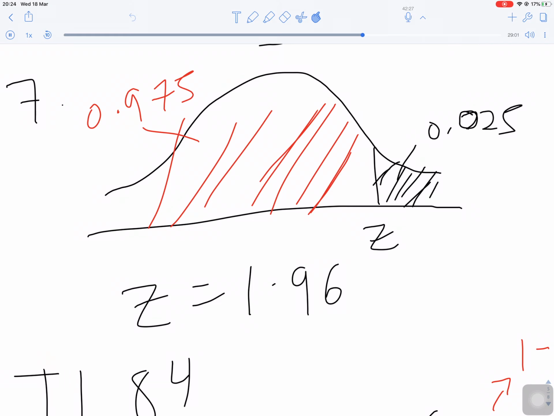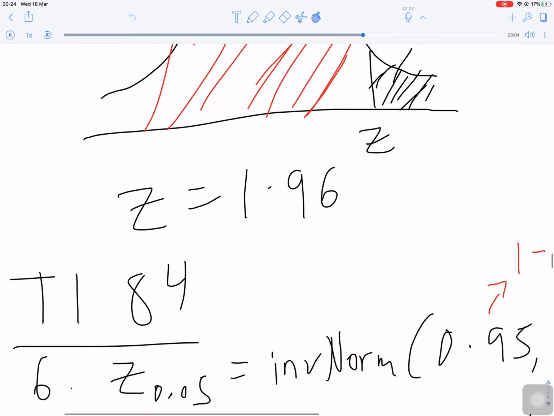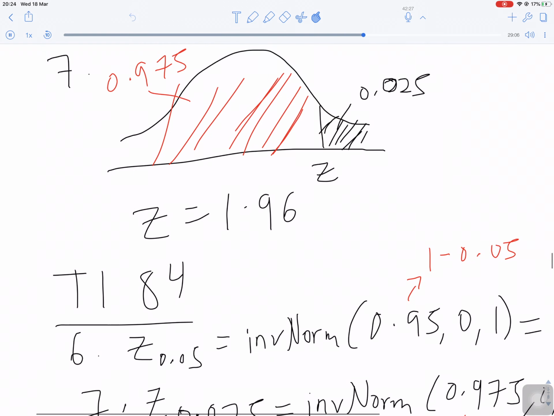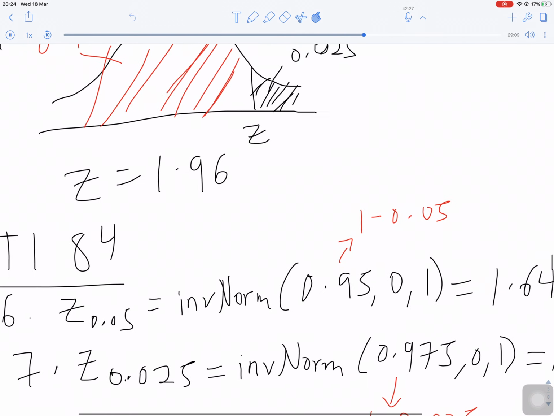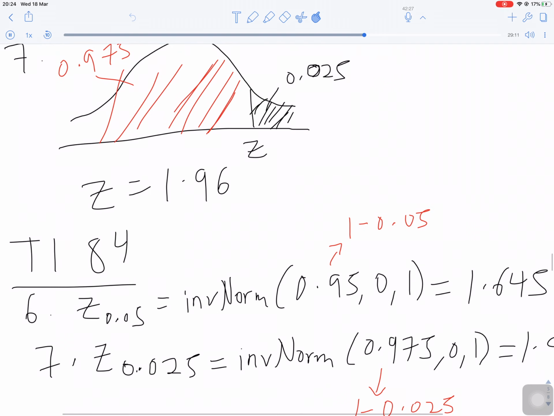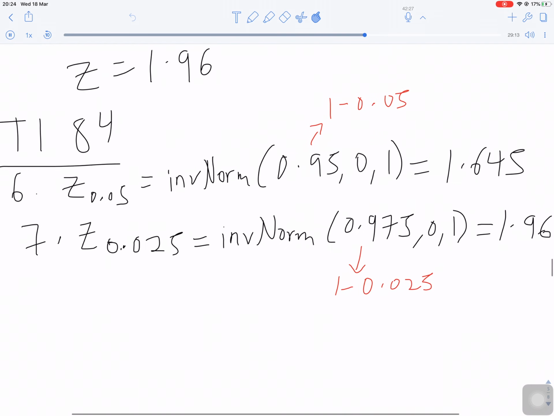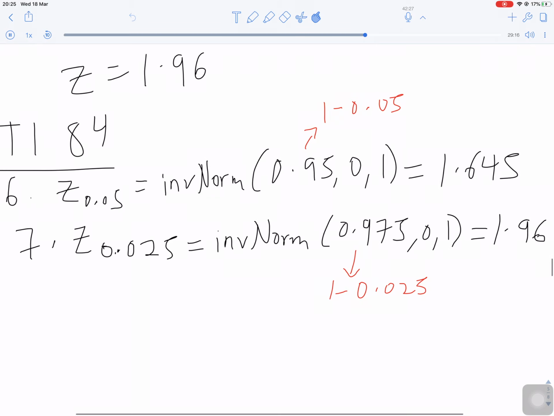All right, so this is how you do it using the standard normal table. What if we are using the TI-84 function to do it? So remember, you are given the area and then you want to find the z-score. So similar to what we did in questions 4 and 5, inv norm, then the area to the left, then the mean, then the standard deviation, and that gives us 1.645. For the second one as well, inv norm, area to the left, 0.975, the mean, the standard deviation, and that gives us 1.96.